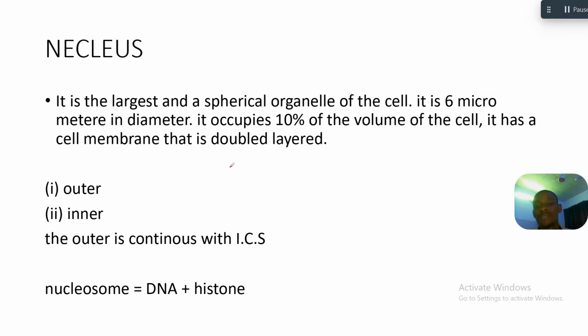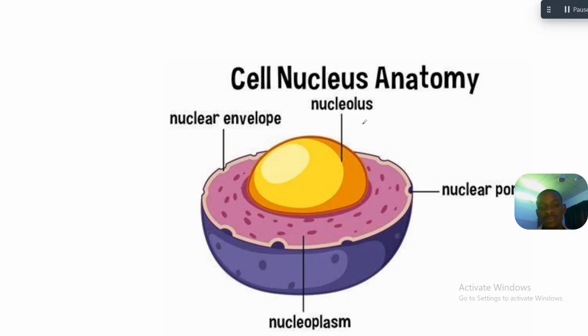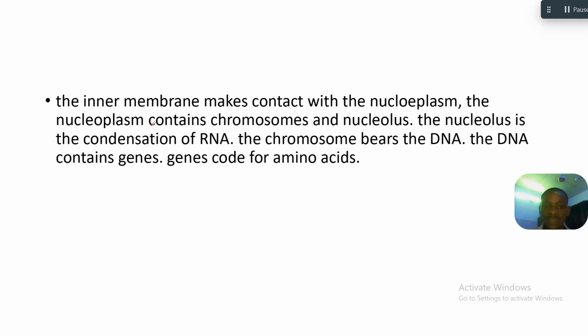It has a nuclear membrane that is double layered too. Okay, and once anything is double layered in physiology, just know that it's outer and inner. Now the outer is continuous with the what? The intracellular space. Okay, this is the nucleus that we are talking about. The membranes are not labeled, but you know that the membranes are in two layers, right? Inner and outer membrane. The inner membrane makes contact with the what? Nucleoplasm. Okay, the nucleoplasm contains chromosomes and nucleolus. The nucleolus is condensation of what? RNA. The chromosome bears the DNA.